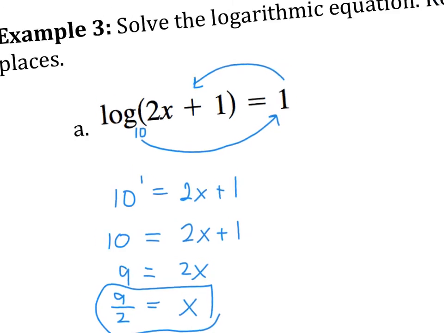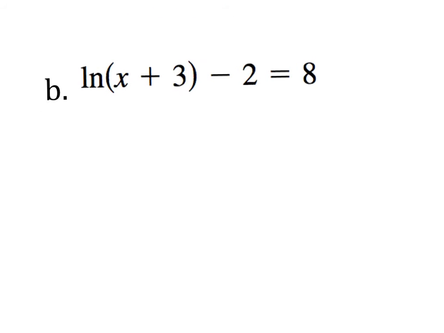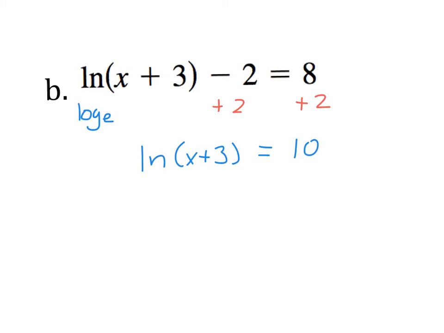Now we're going to look at this natural log equation and do virtually the same thing. But remembering that natural log is just log with a base e. So the first thing I want to do is add 2 to both sides in order to isolate the log, or the natural log in this case. So the natural log of x plus 3 is going to equal 10. All right, now I have to say e to the 10th power is going to give me this binomial, x plus 3.